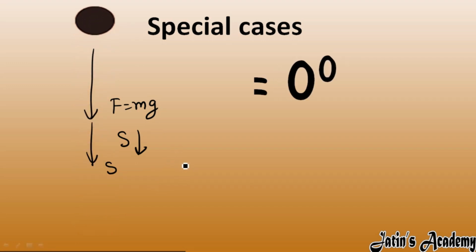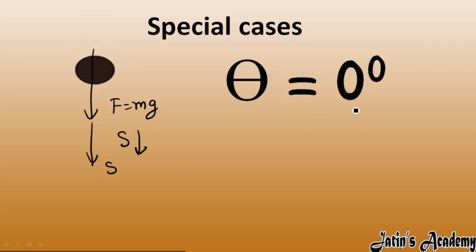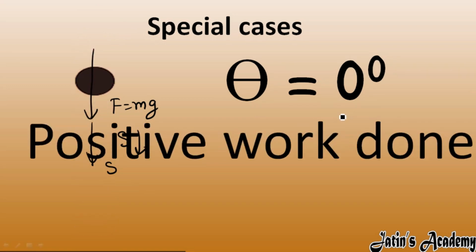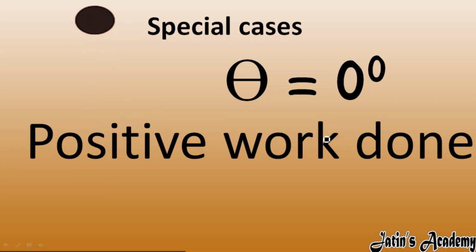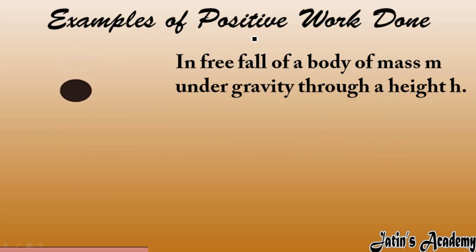So here theta is 0, which means the angle between them is 0. So this is the case of positive work done. Let's see an example of positive work done. We have a free fall of a body of mass m under the effect of gravity through some height h. So this is a case of positive work done.